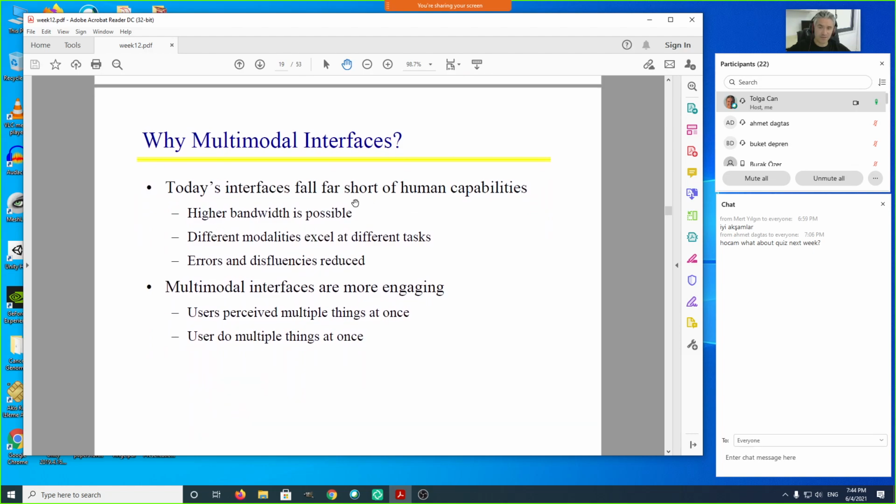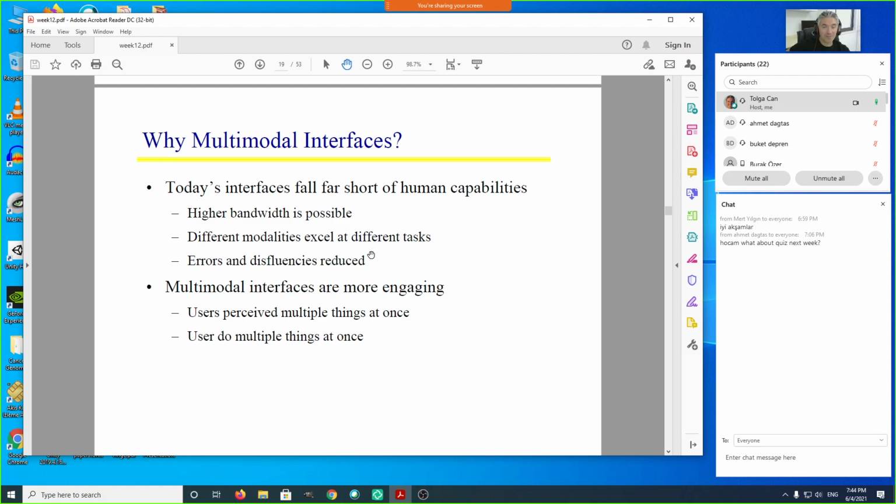And today's interfaces fall far short of human capabilities. We are not using all of human capabilities in today's interfaces. A higher bandwidth is possible with multiple modalities, and different modalities are good at different tasks. Speech is good for something, but using the keyboard may be good at some other thing. So making use of the more efficient parts of each modality will make the execution of these tasks faster and more enjoyable.